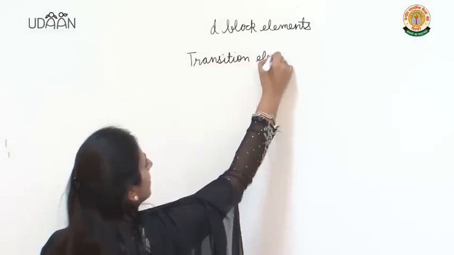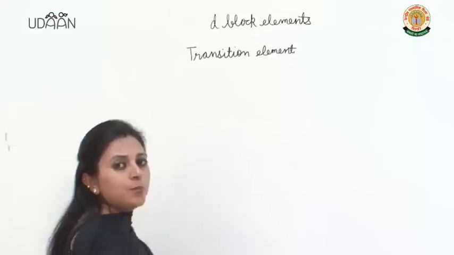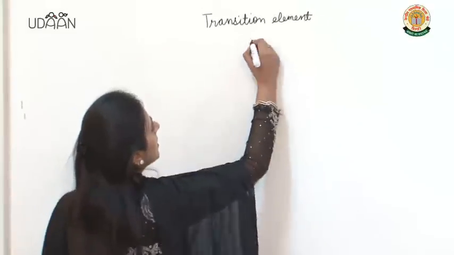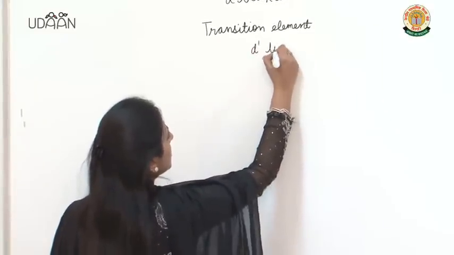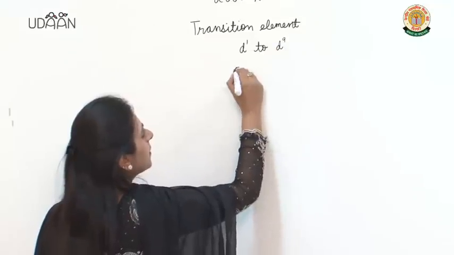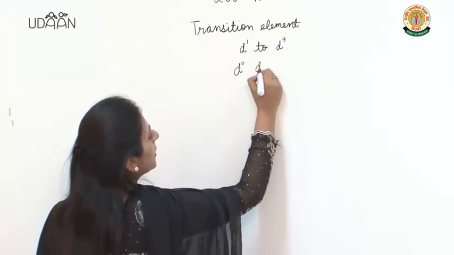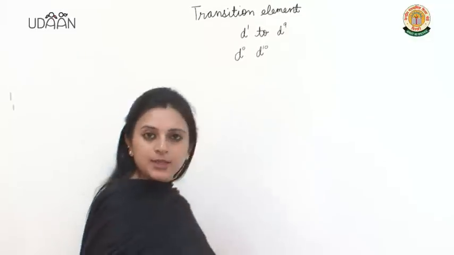Any element which has incompletely filled d orbitals in its ground state or in one of the most common oxidation states is known as a transition element. Now that means the configuration should be from d1 to d9. If the configuration is d0 or d10, we can't say that it is a transition element.